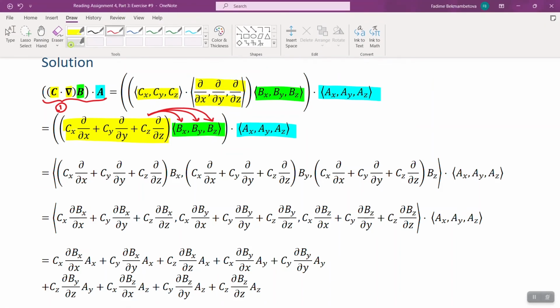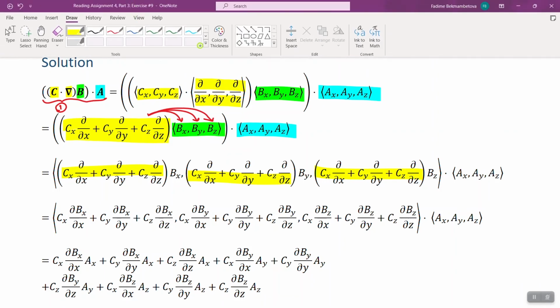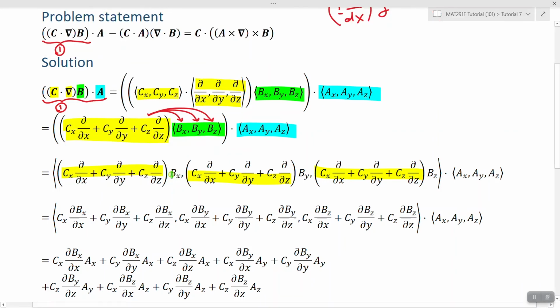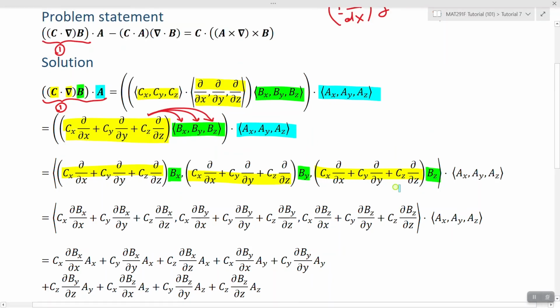So we have this operator and then bx, the operator and then by, the operator and then bz. Let me highlight the components of the b vector. So here, here, and here. And again, we have the a vector in the dot product here.